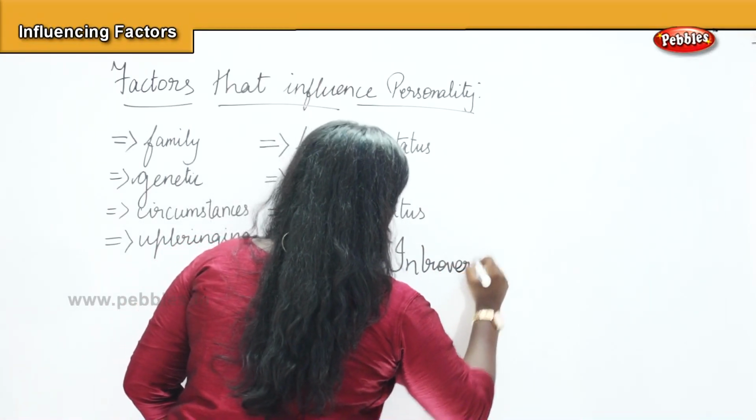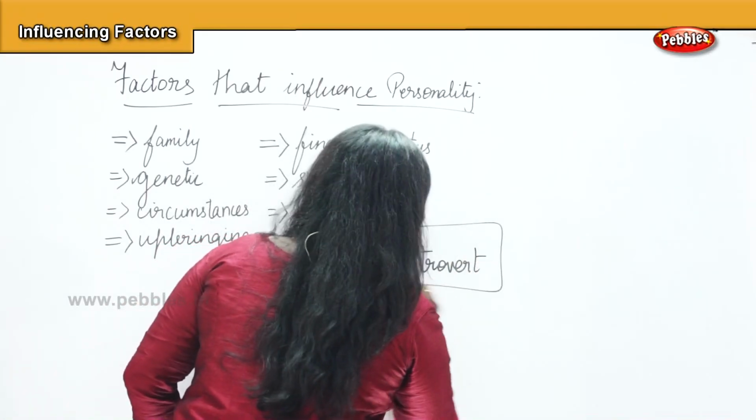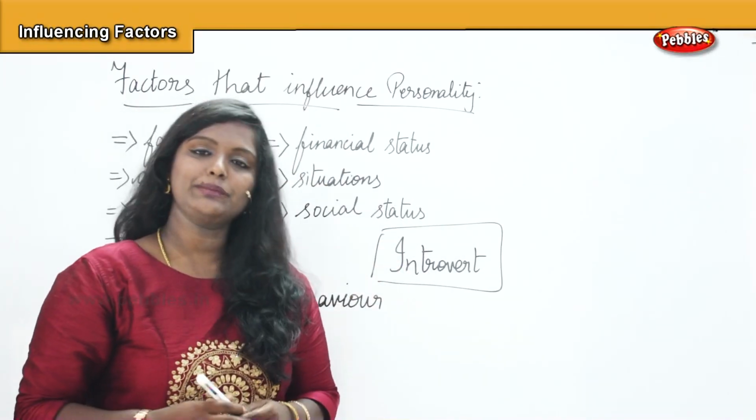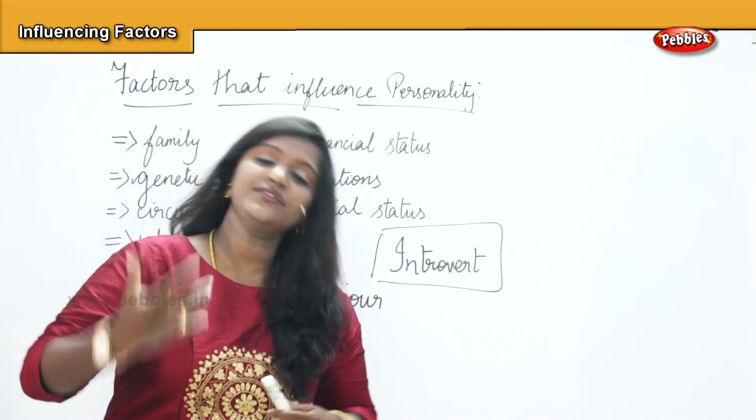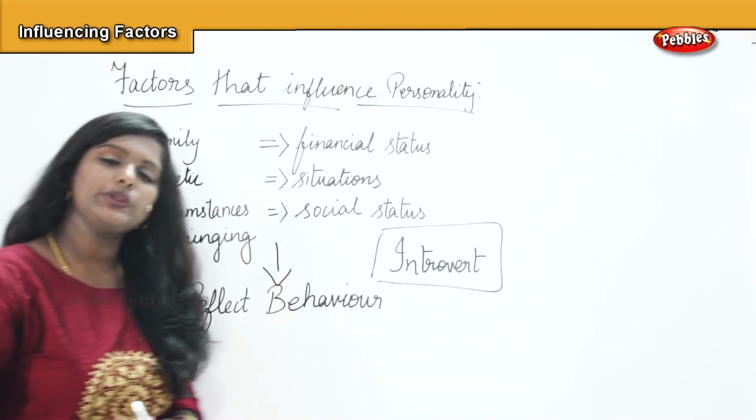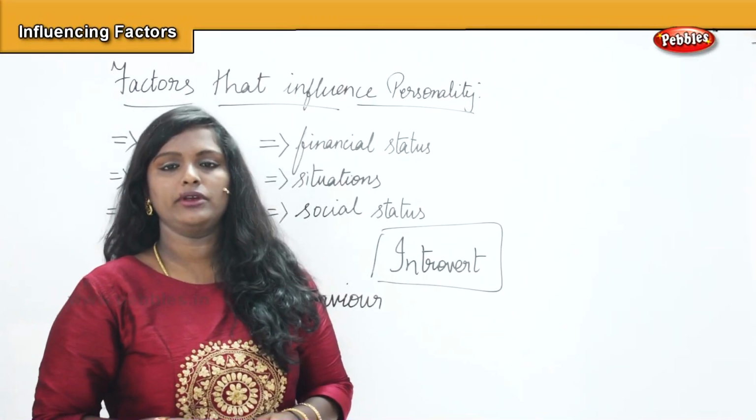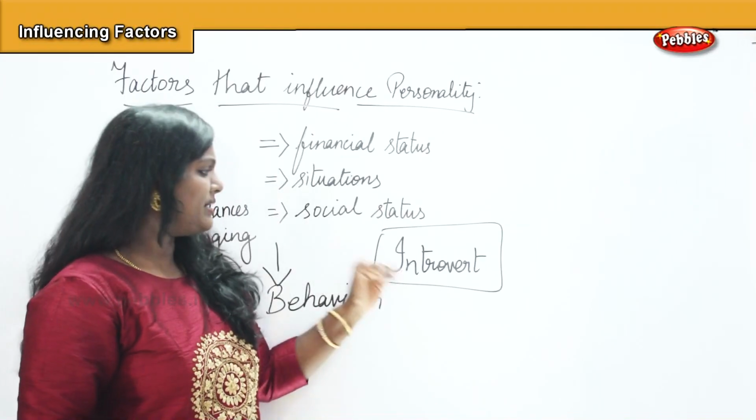Introvert. An introvert is a person who doesn't speak or mingle with people, in the sense that the person will have difficulty speaking, mingling, and making friends with people. What's the reason? Why is a person an introvert?